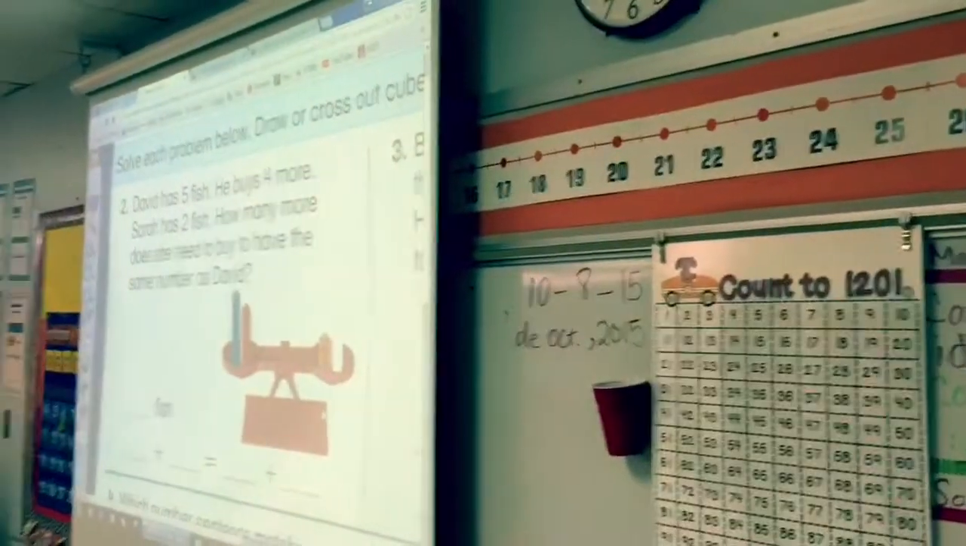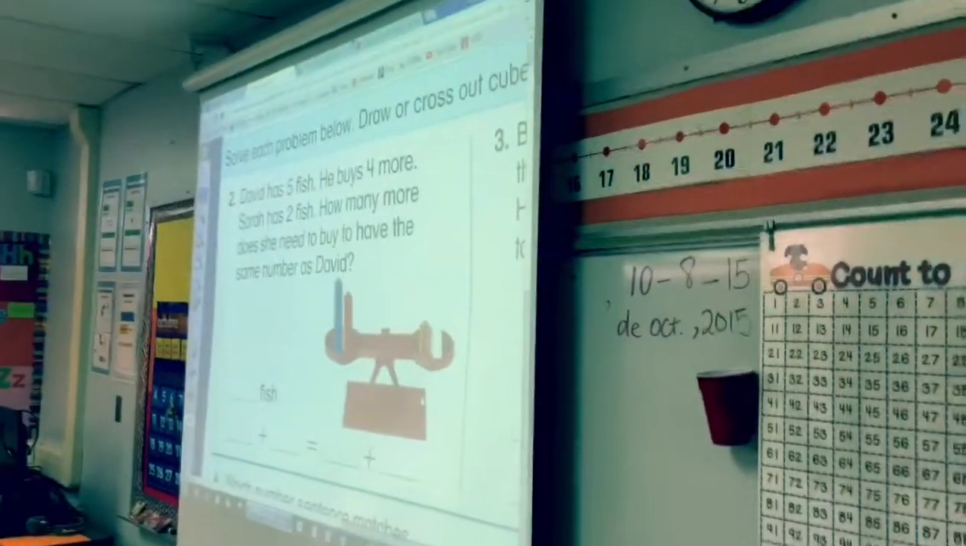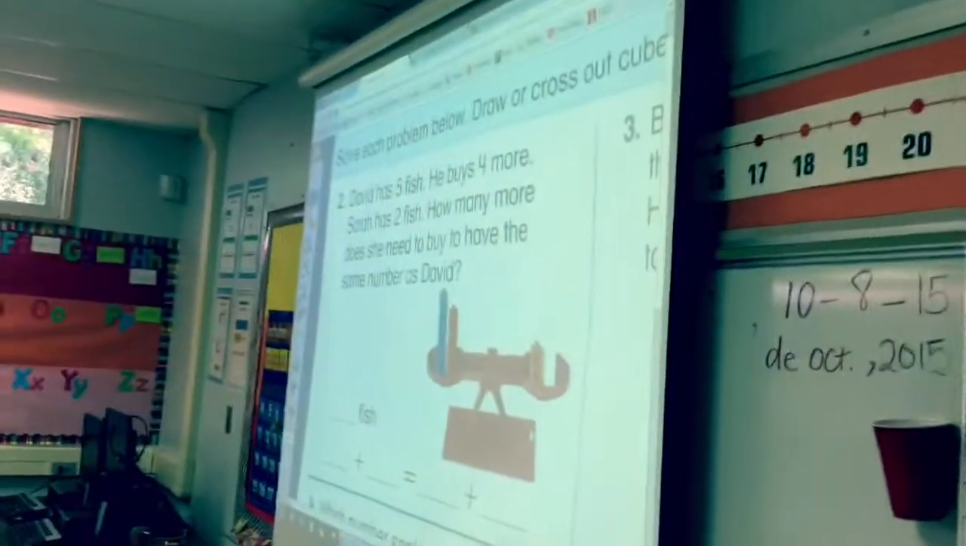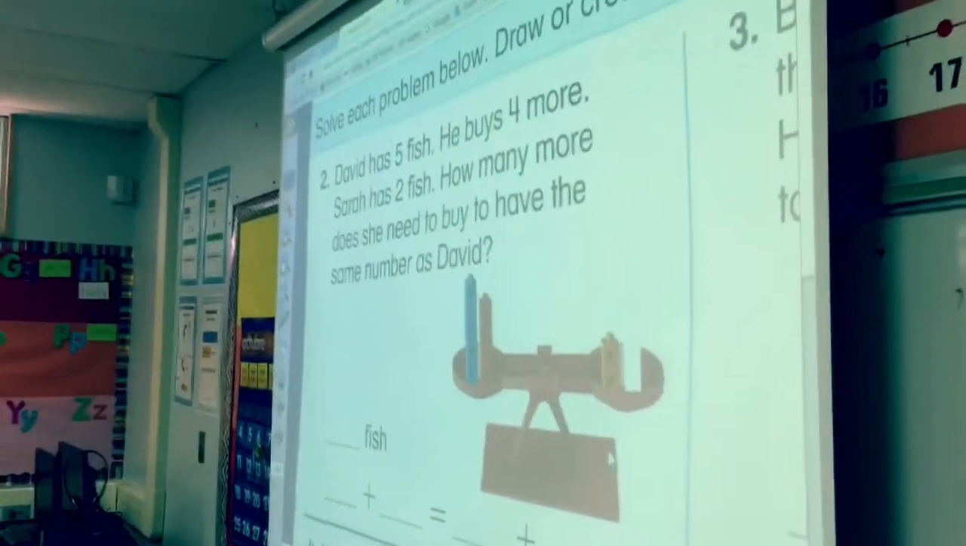Total? Well, no, it's part. Well, you read the whole thing, right? So we'd have to read the whole thing. So he buys 5 fish. Remember, the first step is always to read everything, right? David has 5 fish. He buys 4 more.